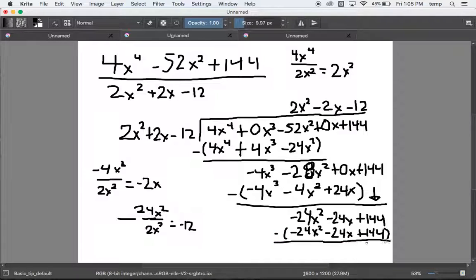If we subtract these two polynomials, negative 24x squared minus negative 24x squared is 0. Negative 24x minus negative 24x is 0. And 144 minus 144 is 0. So these are all 0. There's no remainder for this one, and this is the final answer: 2x squared minus 2x minus 12.